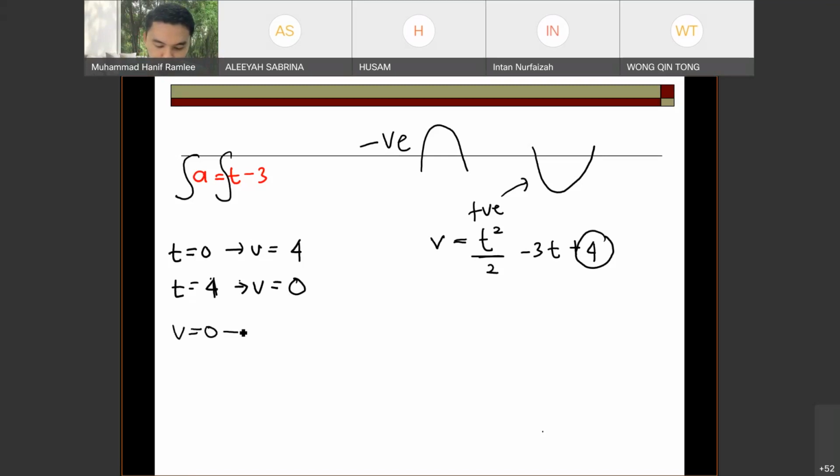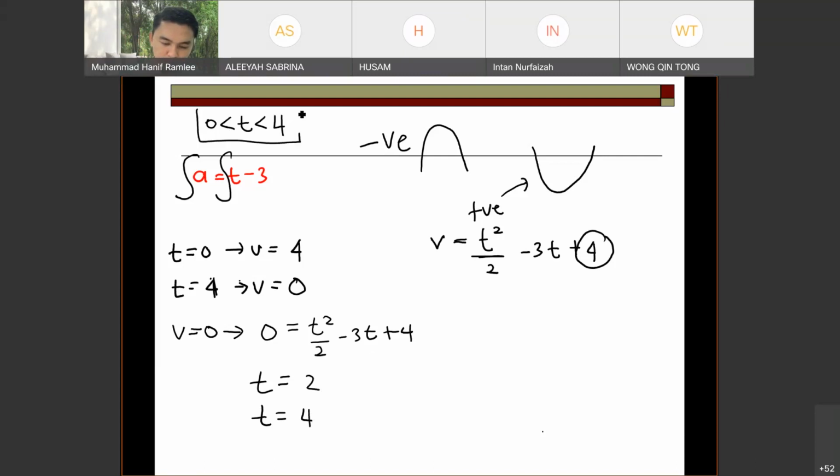And then to find the intersection at the T axis, you can substitute V equal to 0 into the equation. You will get T. Okay. So you will get 0 equals T square over 2 minus 3T plus 4. And from here, you will get two different T, which is T equal to 2 and 4. So we know that the intersection points are 2 points, T equal to 2 and 4. But again, we have to draw the graph from 0 to 4 only. So we limit to 4 seconds.